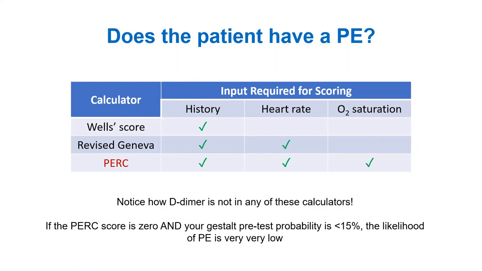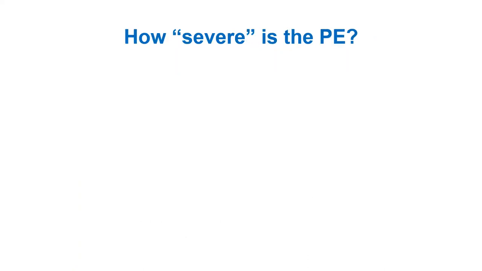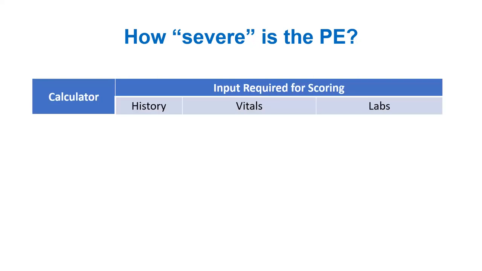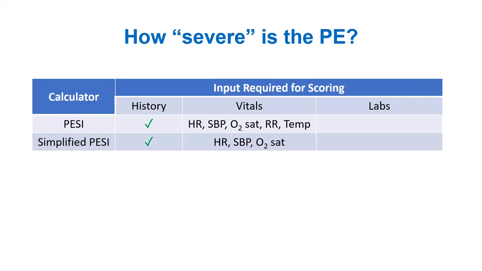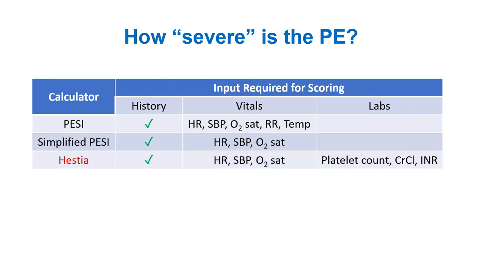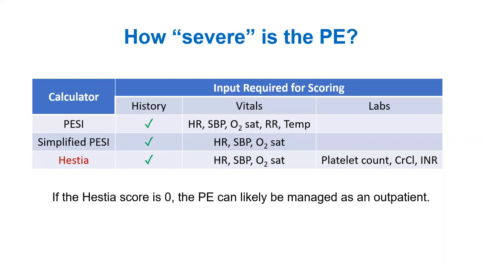Okay. So let's pivot now and ask how severe is the PE and go over some of those risk calculators. We have these parameters again. If you look at the PESI, the PE severity index, you use the history and a whole set of vitals. With the simplified PESI, it's a history and fewer vitals. And if you look at the Hestia, it's history, some vitals, and then the platelet count, creatinine clearance, and the INR. If the Hestia score is 0, the PE can likely be managed as an outpatient.